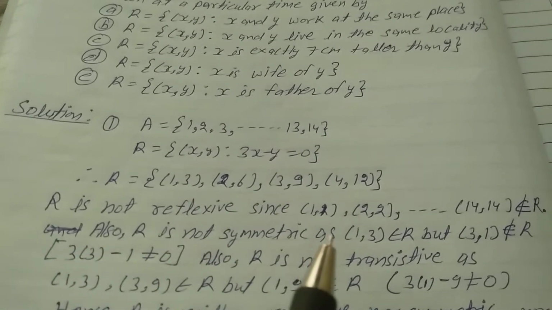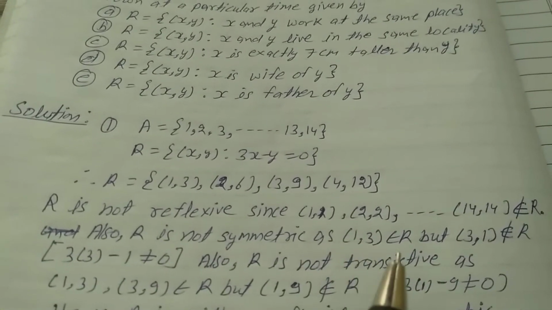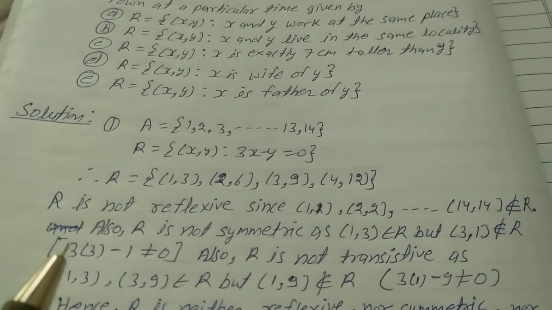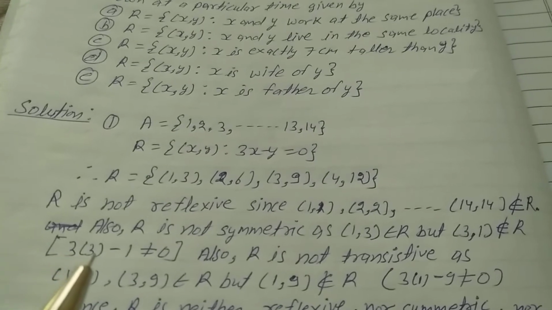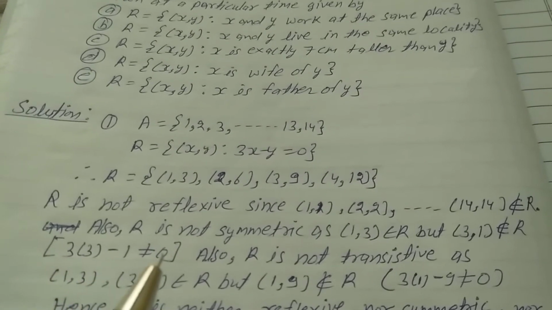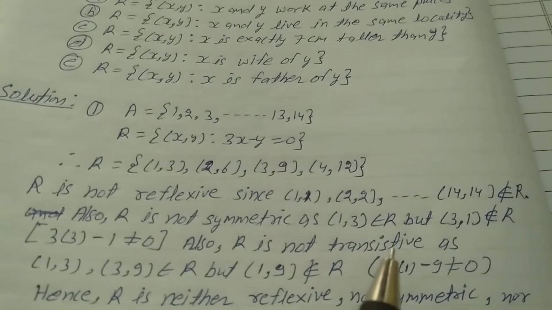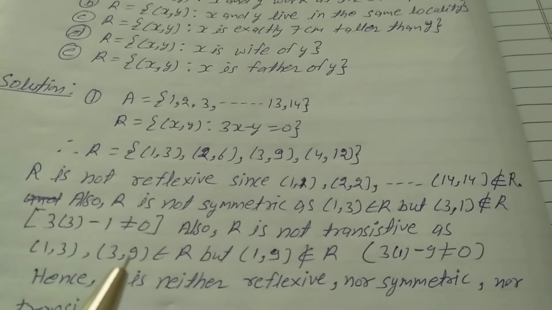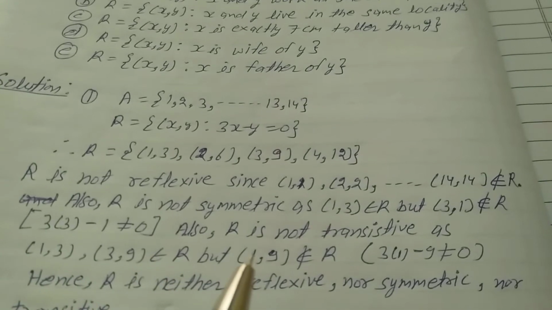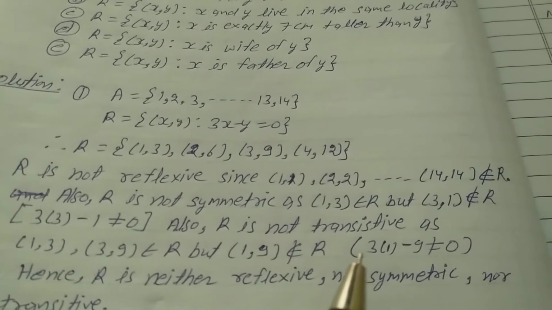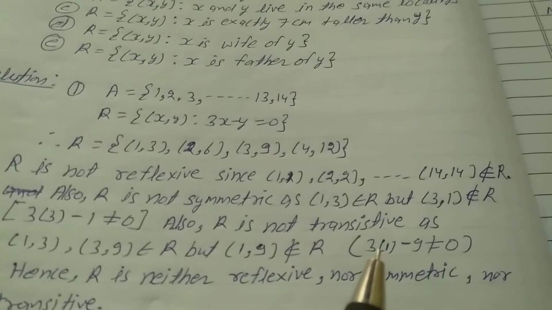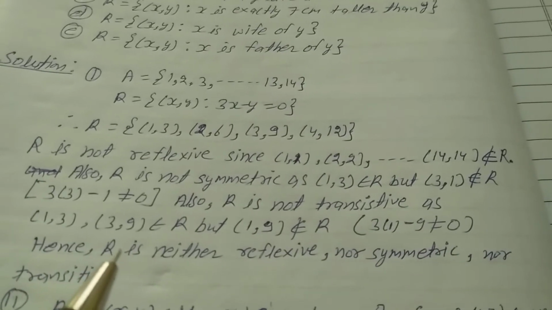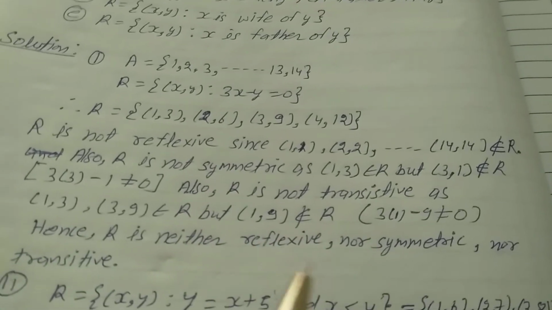Also R is not symmetric as (1, 3) belongs to R, but (3, 1) does not belong to R, since 3(3) - 1 is not equal to 0. Also R is not transitive as (1, 3), (3, 9) belong to R, but (1, 9) does not belong to R, since 3(1) - 9 is not equal to 0. Hence R is neither reflexive nor symmetric nor transitive.